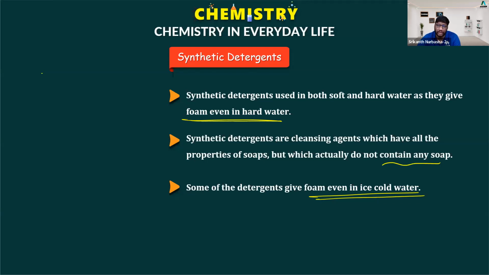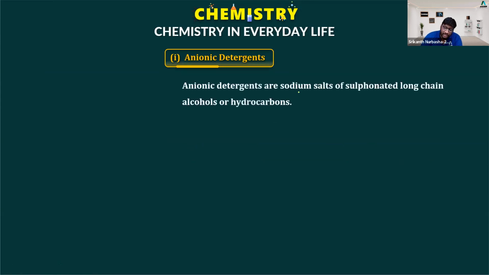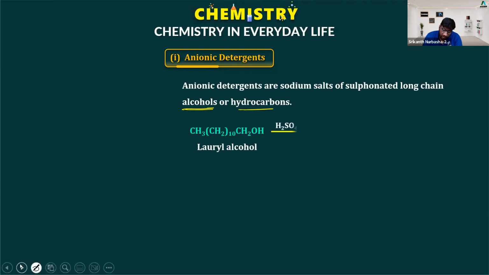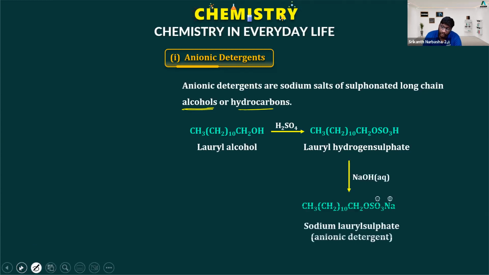If you go with the different classifications of synthetic detergents, they are classified as anionic detergents, cationic detergents, as well as non-ionic detergents. The anionic detergents are sodium salts of sulfonated long chain alcohols or hydrocarbons. Let us take a long chain alcohol like lauryl alcohol, CH3(CH2)11OH. This alcohol is treated with H2SO4 to form lauryl hydrogen sulfate, which will be reacting with NaOH to form the respective salt.